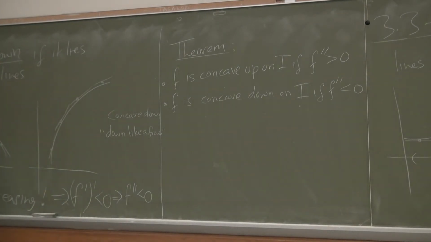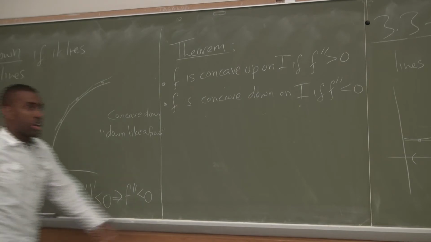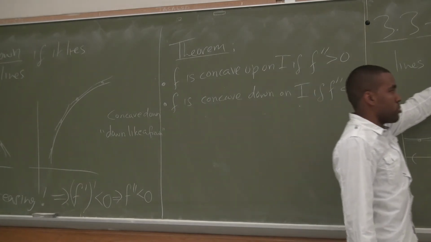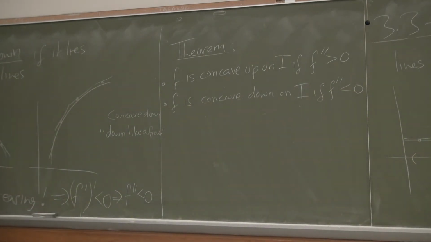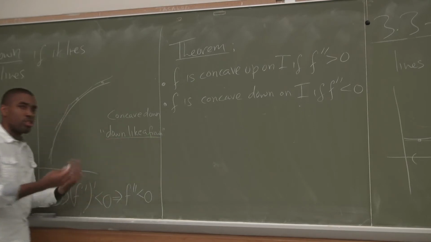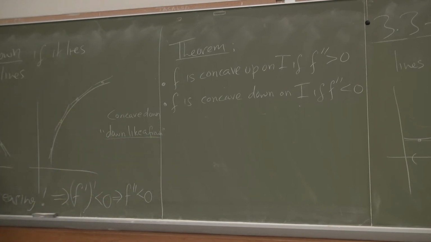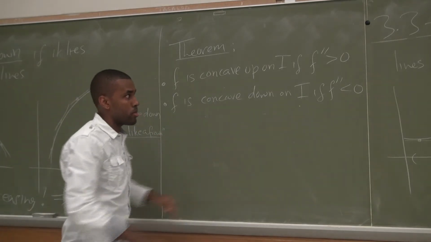So concavity is talking about the shape of the graph. It's very important that you note it's not talking about increasing and decreasing. It's something completely different. You can be concave up and increasing. You can also be concave up and decreasing. You can be concave down and decreasing. You can also be concave down and increasing. It's talking about the shape. That's why I give you this mnemonic for you to remember. Concave down like a frown. Up like a cup. It's talking about the shape of the graph.